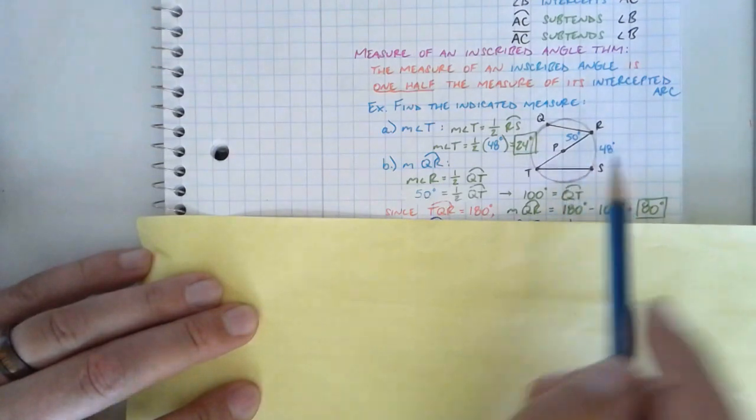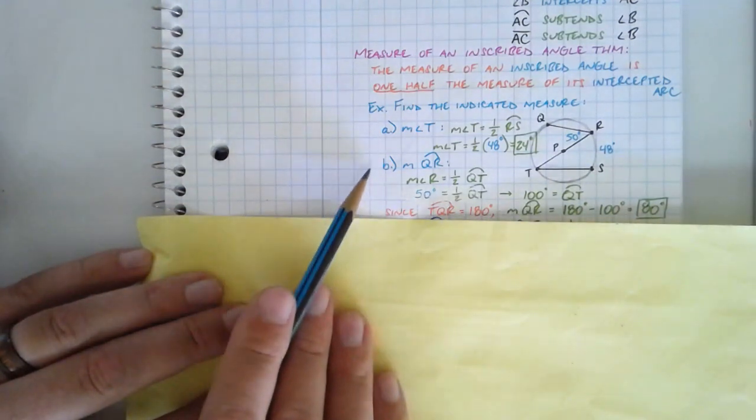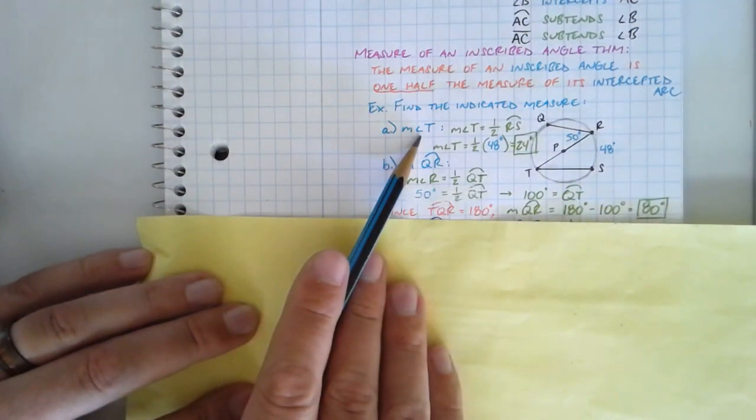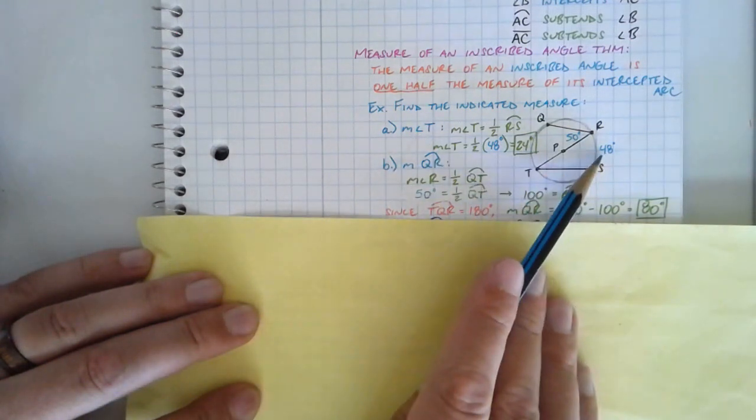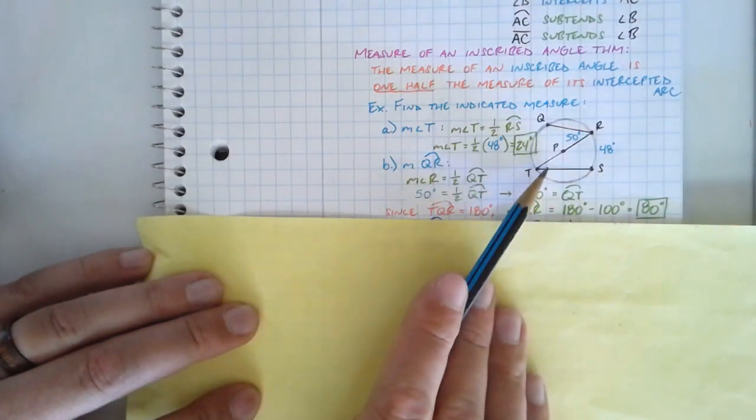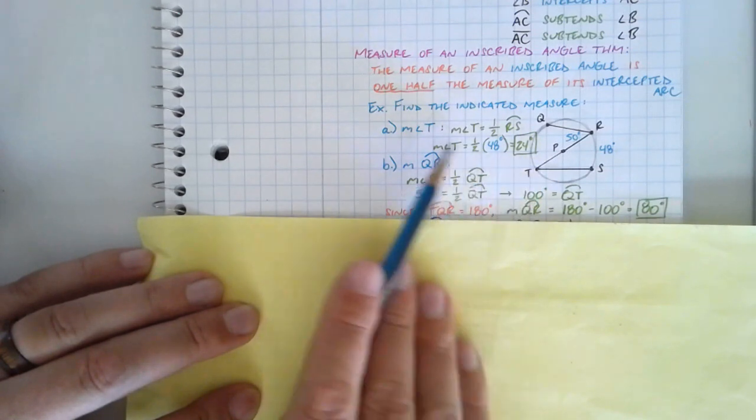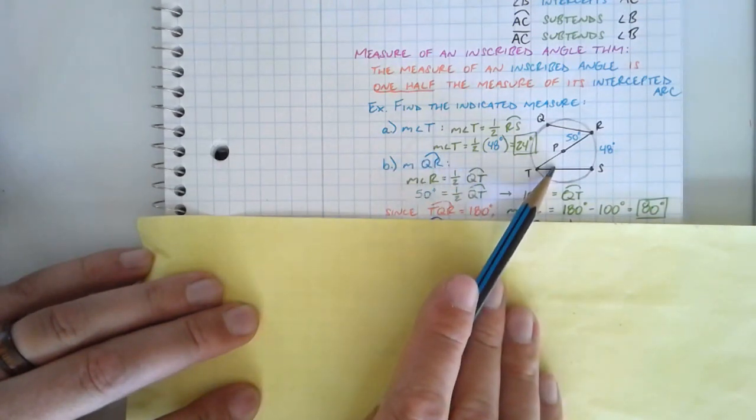Okay. All right, so just to show what kinds of questions you'll see based around it, they ask us for a measurement of angle T. In that case, I would just divide the intercepted arc by 2 or multiply it by 1/2, whichever way you think about it. So again, angle T is 24 degrees.